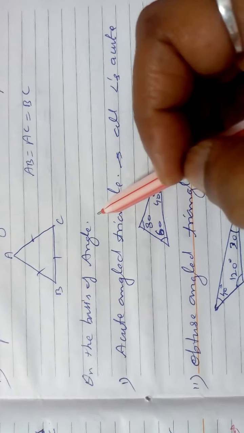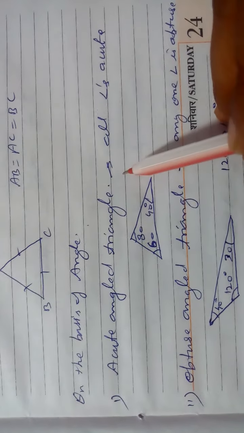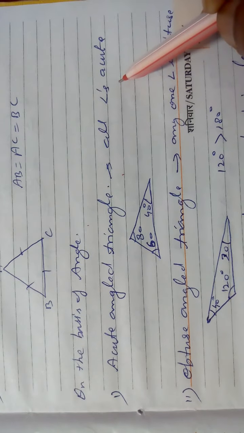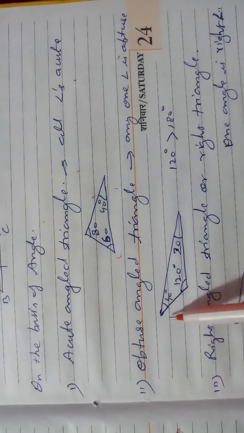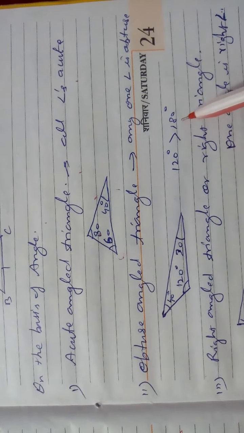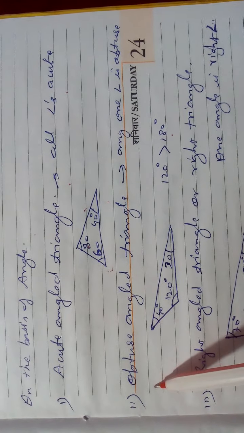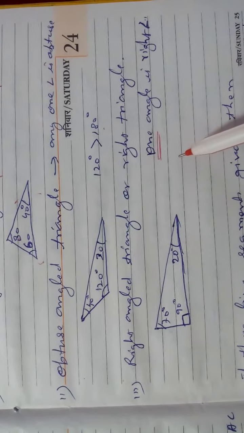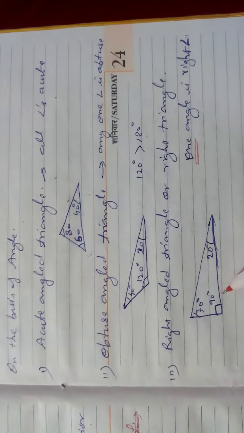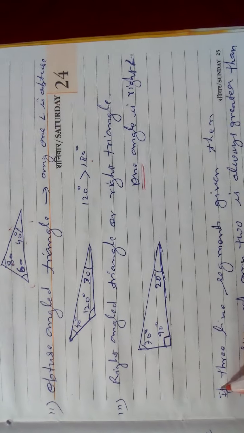Now on the basis of angles, triangles have different names. One is the acute angle triangle, where all the angles are acute, like 40, 60, 80. An obtuse angle triangle has any one angle obtuse out of the three, and the others are not. A right angle triangle has any one angle of 90 degrees, not the others. In these two cases only one angle is special. You know these properly from the previous classes.